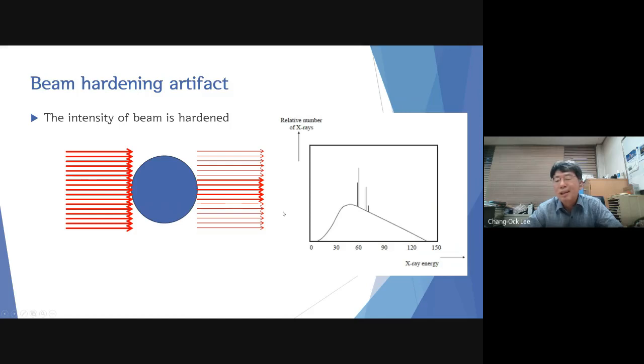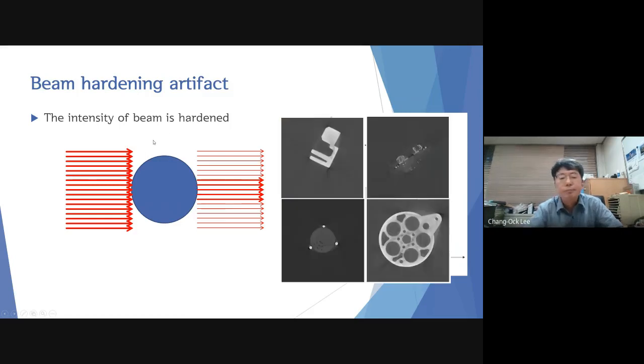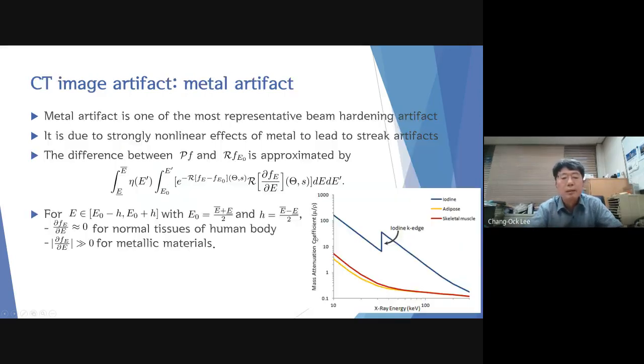So using those X-ray photons, we cannot exactly measure the attenuation coefficients. That's called the beam hardening artifact, and in this case, we say that the beam is hardened. So this shows the beam hardening artifact.